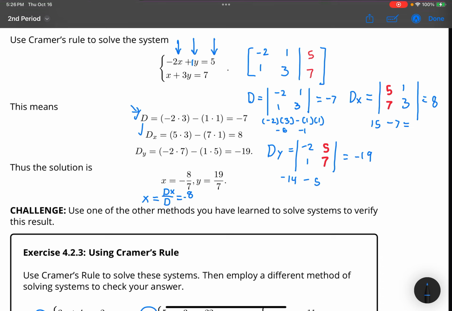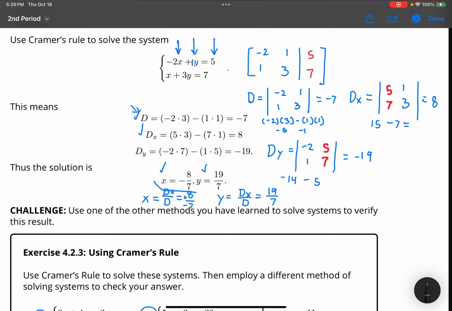And then the total determinant was -7, I believe. Okay. Well, hold on. This was +8. My bad. +8 over -7, which is what I have right here. And then y is going to be equal to the determinant of y over the determinant, which is going to be 19 over 7. So that's how I got this answer.